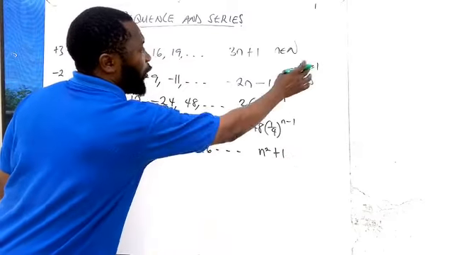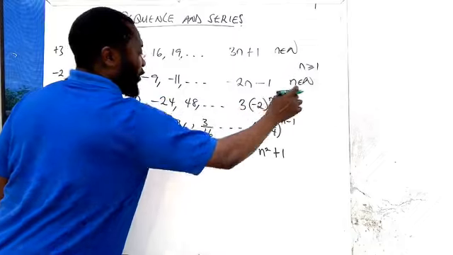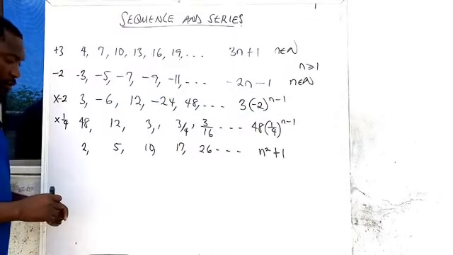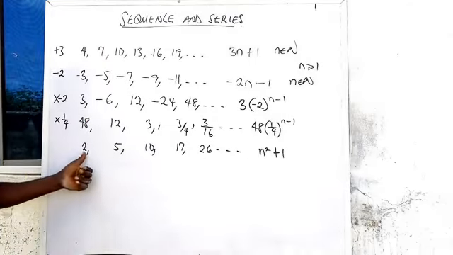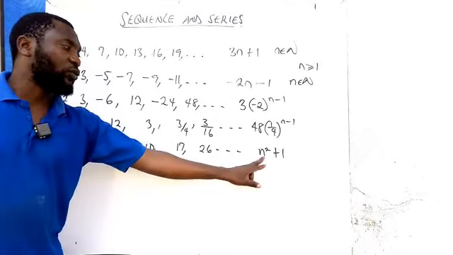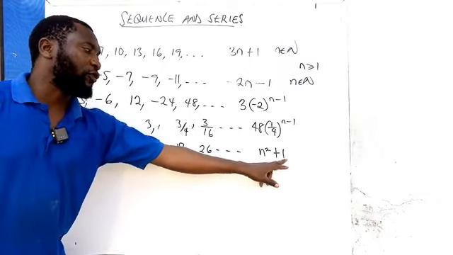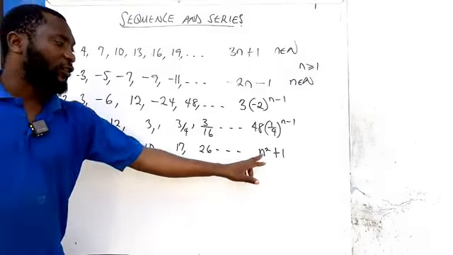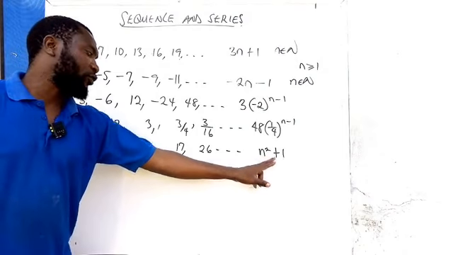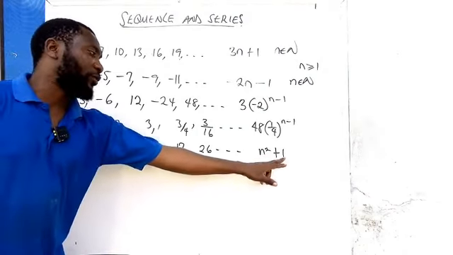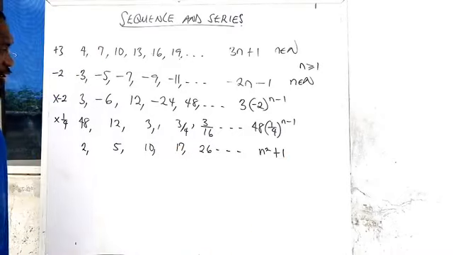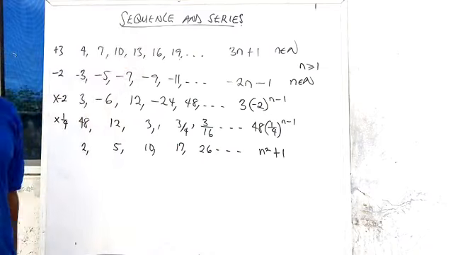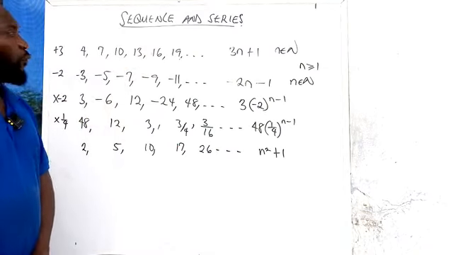So n is still a natural number and is greater than or equal to 1. When n equals 1, 1 squared is 1, 1 plus 1 is 2. When n equals 2, 2 squared is 4, 4 plus 1 is 5. When n equals 3, 3 squared is 9, 9 plus 1 is 10. And that is how we generate each term. So this is simply what we call a sequence.